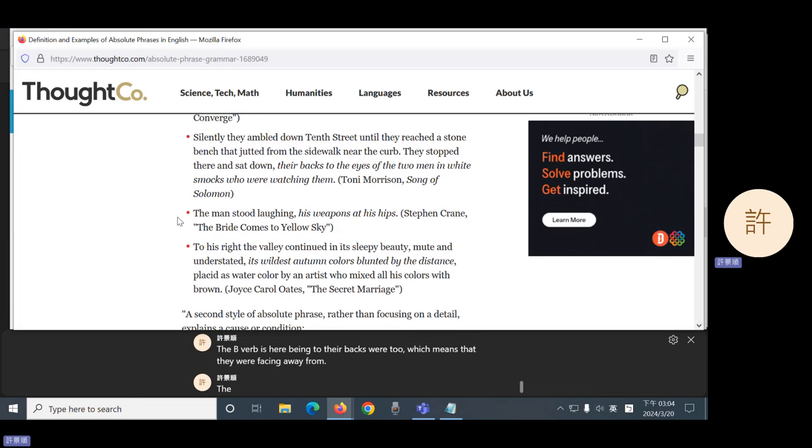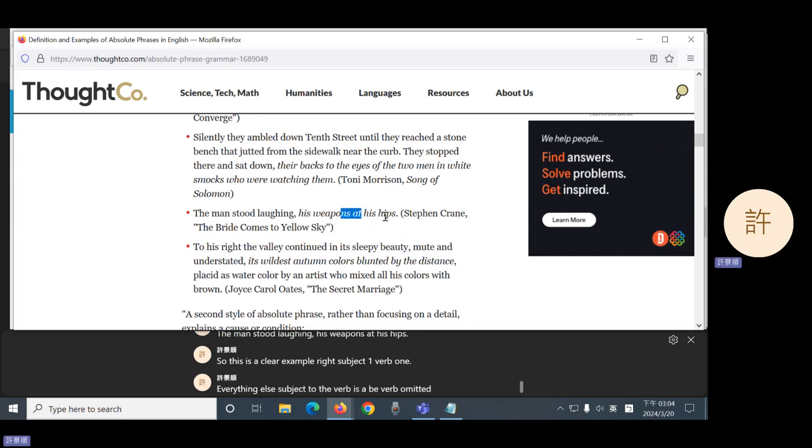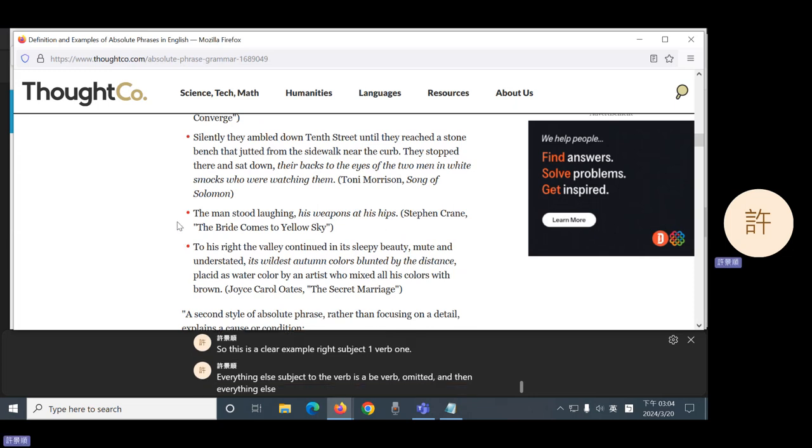The man stood laughing, his weapons at his hips. So this is a clear example, right? Subject one, verb one, everything else. Subject two, the verb is a be verb, omitted, and then everything else. So from this sentence, the main action is he's laughing, but the added important information is that he still has weapons on his body.